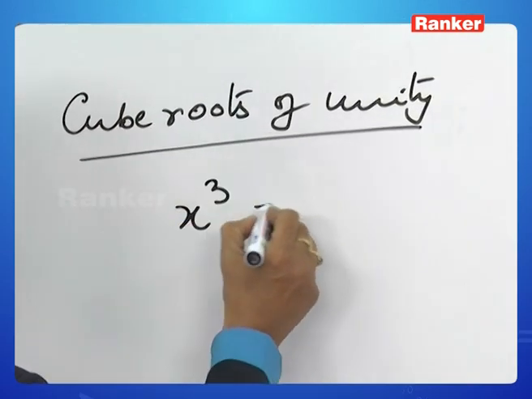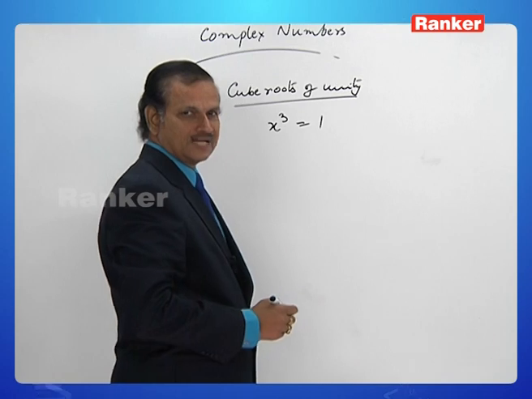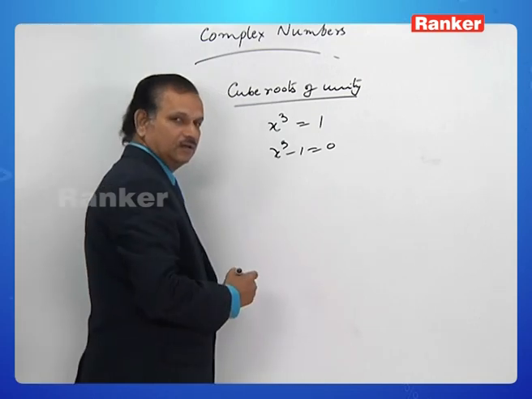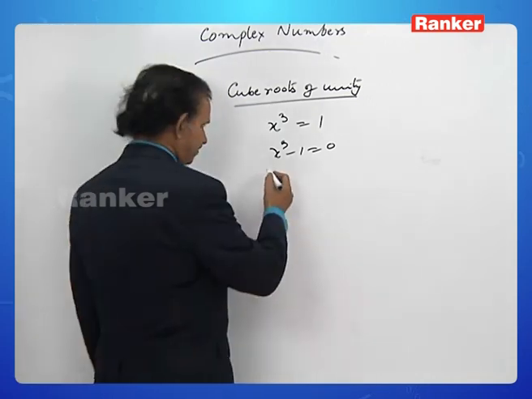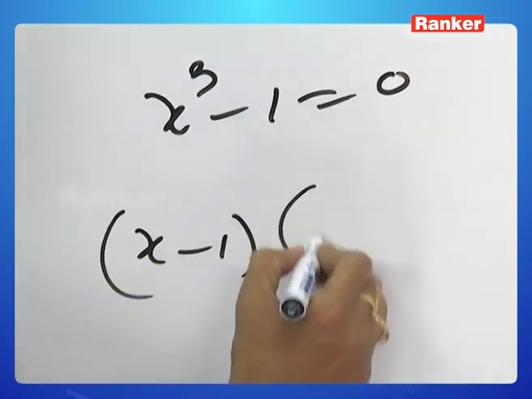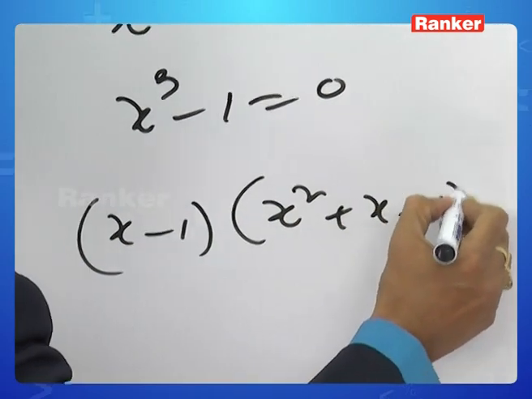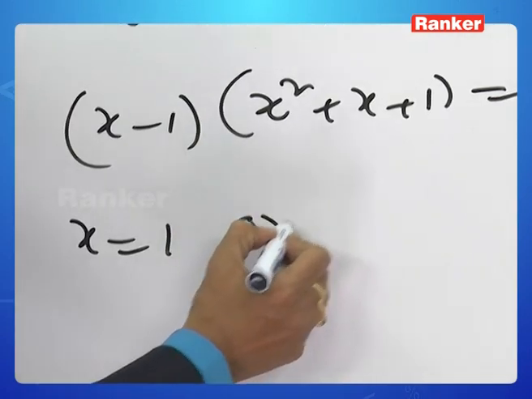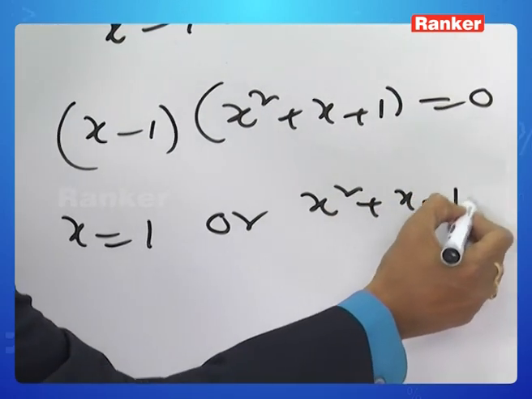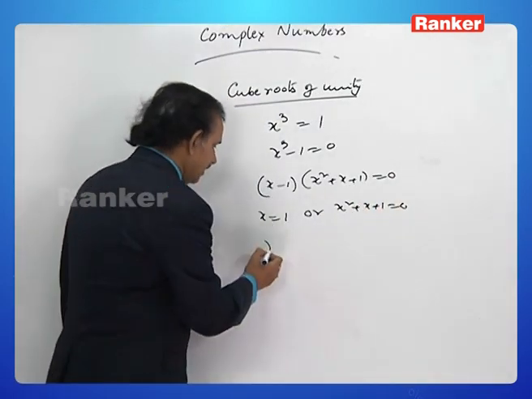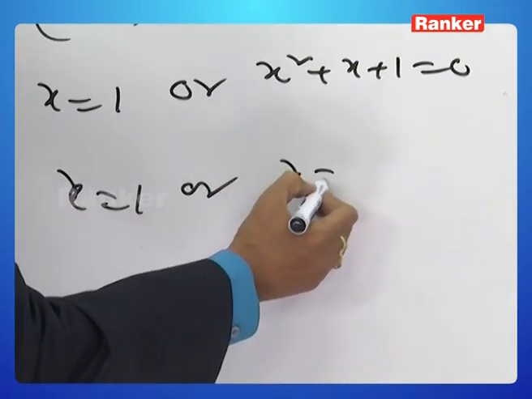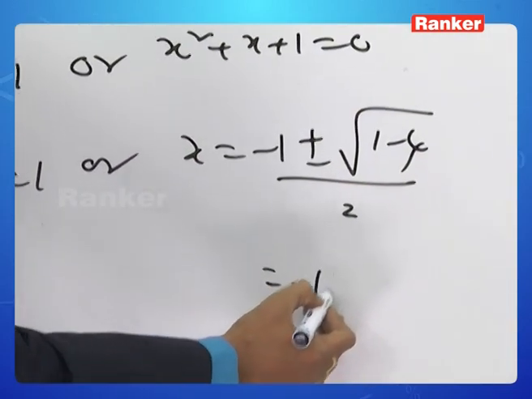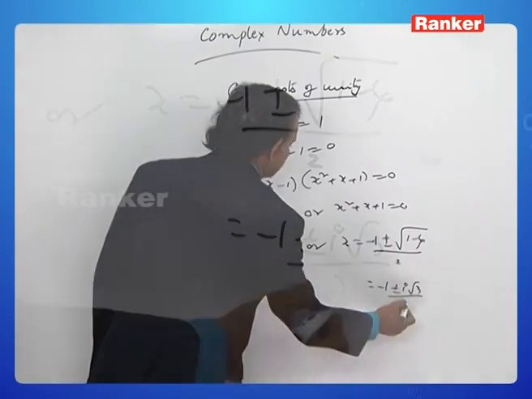Consider the equation x cube is equal to 1. Then x cube minus 1 is equal to 0. With the usual algebraic transformation, it can be written as (x minus 1) into (x square plus x plus 1) is equal to 0. Here, two things will arise. x is equal to 1 or x square plus x plus 1 is equal to 0. That is, x is equal to 1 or x is equal to (minus b plus or minus root of b square minus 4ac) by 2a, that is minus 1 plus or minus i root 3 by 2.